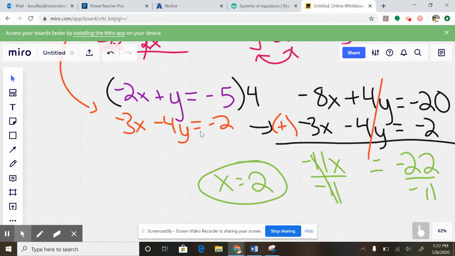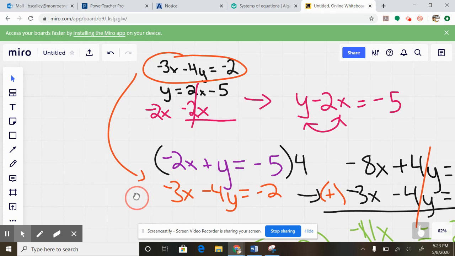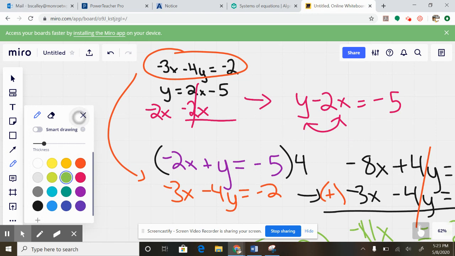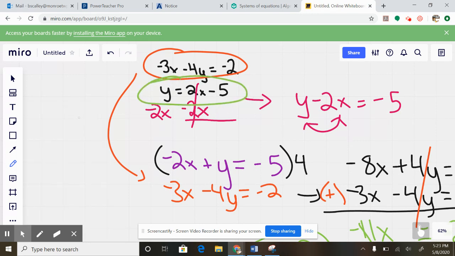So I could use this one here in orange, I could use the one in purple, I could use these in black. Probably easiest to go back to this one right here. I know that x is 2, so it's going to be 2 times 2 is 4. 4 minus 5, I get that y is negative 1.